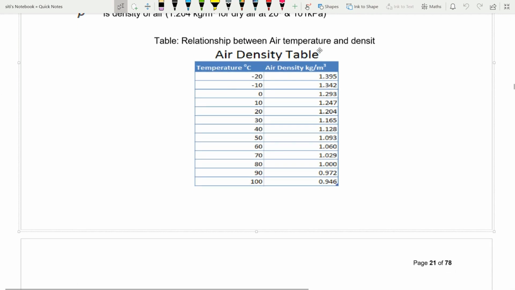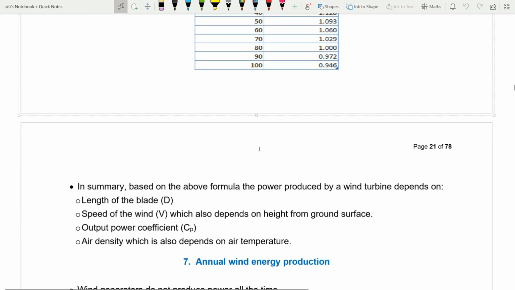So for air density, the lower the temperature, the higher the air density will become. The higher the temperature, the lower the air density will become. In summary, based on the above formula, the power produced by the wind turbine depends on the length of the blade, the speed of the wind, V, which also depends on the height from the ground surface, the output power coefficient, Cp, and the air density, which also depends on the air temperature.